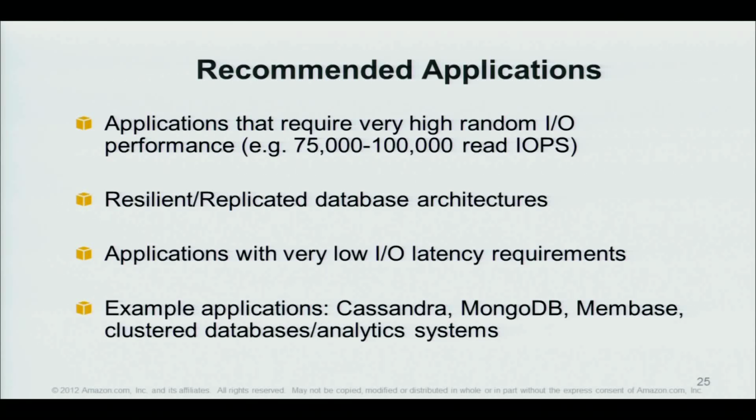Because these are Amazon EC2 instances and your storage is instance storage, which means that if your instance is terminated, your storage goes away. We recommend that you use some form of resilient or replicated database architecture. So something like Cassandra is excellent for high I/O instances because you get good replication in your database, you're resilient to failure. But there's a number of applications that are well suited for these. We have had customers run MongoDB with quite a bit of success, key value stores like Membase, a bunch of clustered databases and analytic systems as well, and we're looking forward to seeing what else people use these instances for.